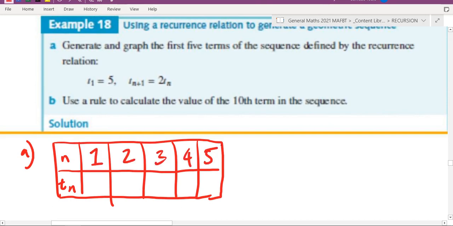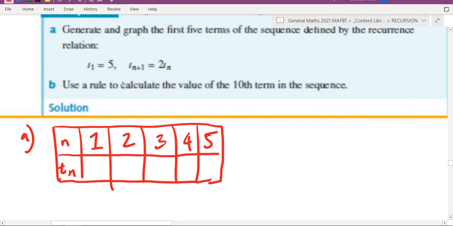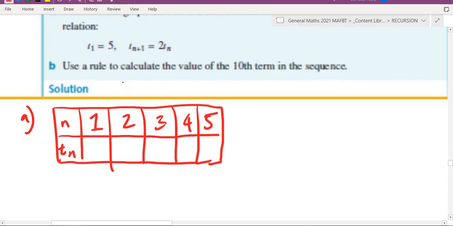So we're looking for the first 5 numbers of this recurrence relation. To do the proper working out, remember you have to show your full working out all the time. Even though it's tedious and annoying, it's the notation they want you to show in the exam. So for T1, tell me that it's 5. Okay, T2, use your recurrence relation here.